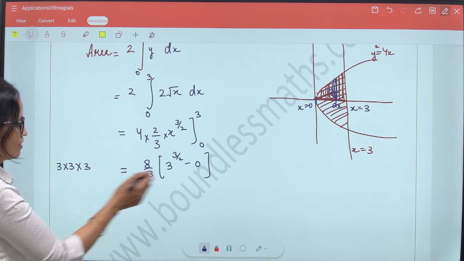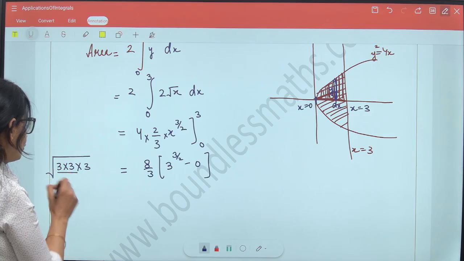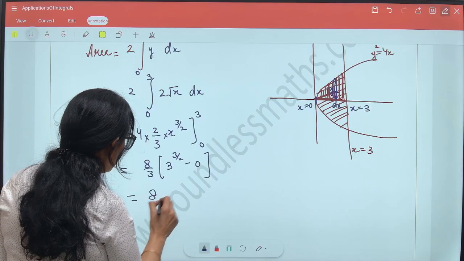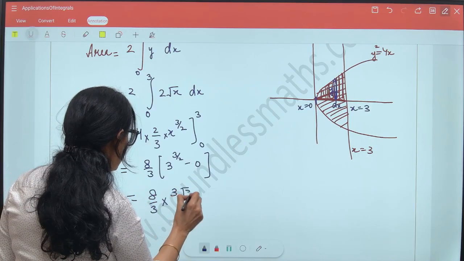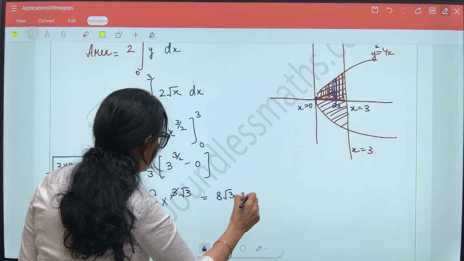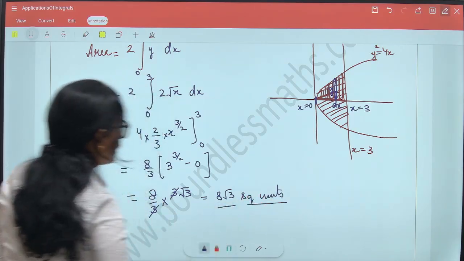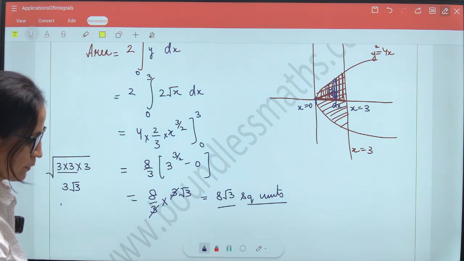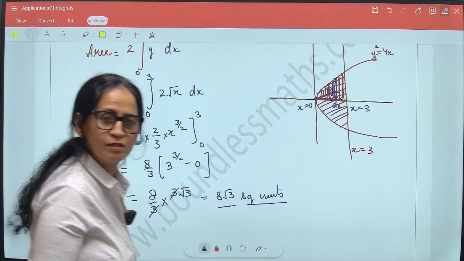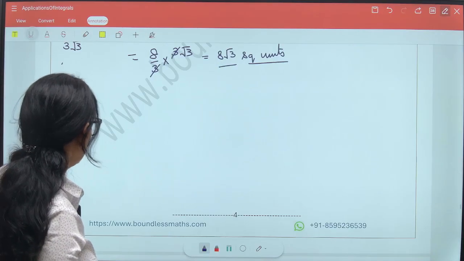Now you need to find the square root of 27. It will be 3 square root 3. So it is going to be 8 by 3 into 3 square root 3. 3 gets cancelled and the answer is 8 square root 3 square units. Don't forget this square units, very important, otherwise you will lose half a mark here. So the required area is 8 square root 3 square units. Done? Okay, let's move to the next question.